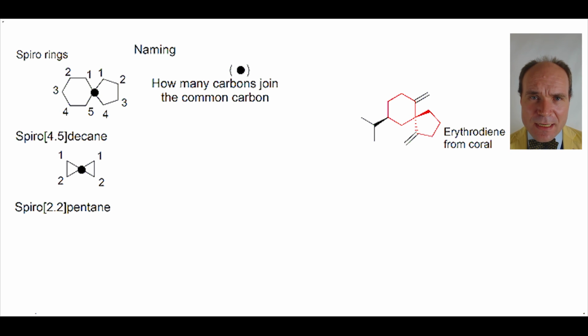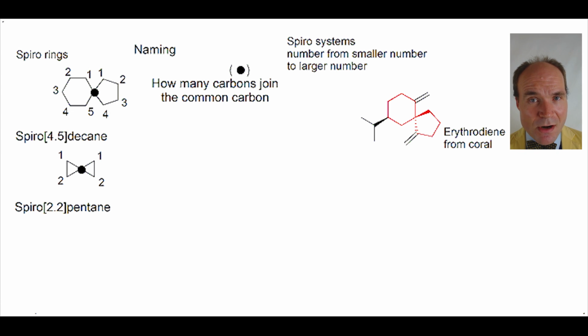So, unlike the fused and the bridged rings that have pathway numbers starting from the larger number going to the smaller number, with the Spiro ring, the pathway numbers start at the smaller number and go to the larger number. So we go 2, 3, 4, for example, instead of 4, 3, 2, which is what we'd have done if it was a fused or a bridged ring.